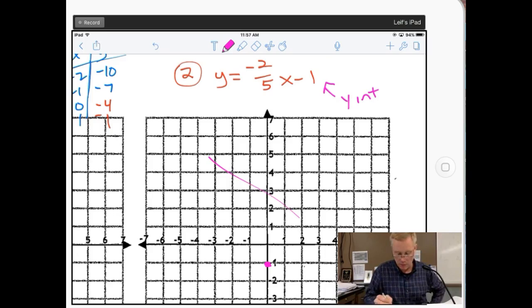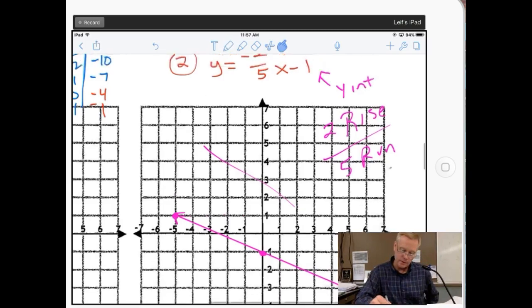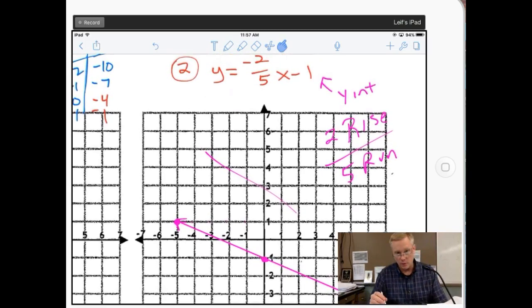I'm going to go up and to the left or down and to the right. So the rise is 2, and the run is 5. So that's up 2, left 5. 1, 2, 3, 4, 5. Ran out of space real quick. I'll go down 2, right 5, so I can have a third point, which is here. And then I can make my points, make my line. There we go. And there's the line. And then you can look at it and ask, does it make sense? Does it have a -1 y-intercept? Does it have negative slope? Yeah, it does.